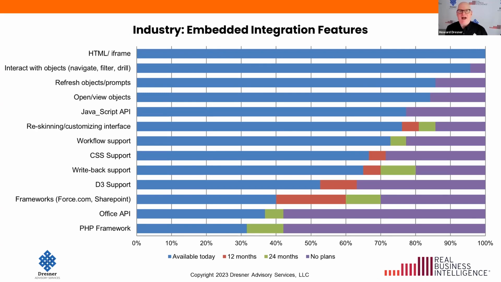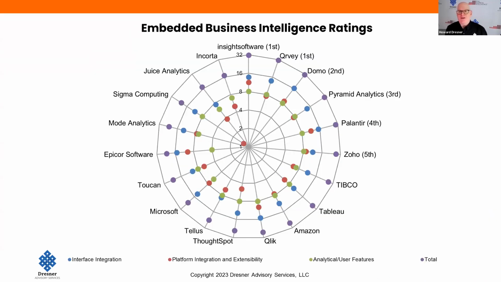And that takes us to the last slide. We always rate the vendors, I should note, when we publish a report. The ratings are completely objective and independent in nature. We don't play favorites here. So it is notable that our hosts today are ranked number one. They're tied for number one in our embedded business intelligence rankings in the last report that we published, which was December of 2022.